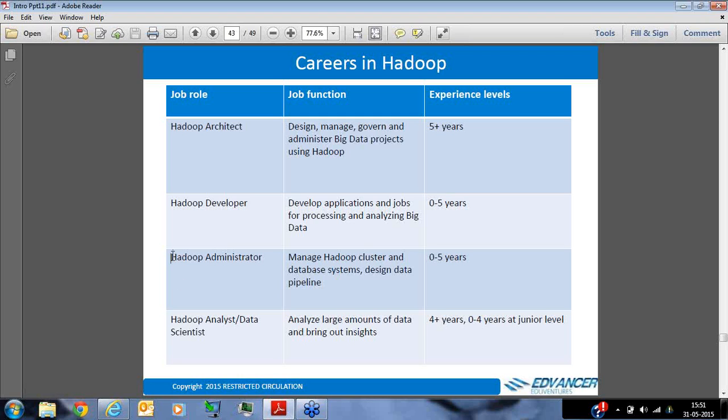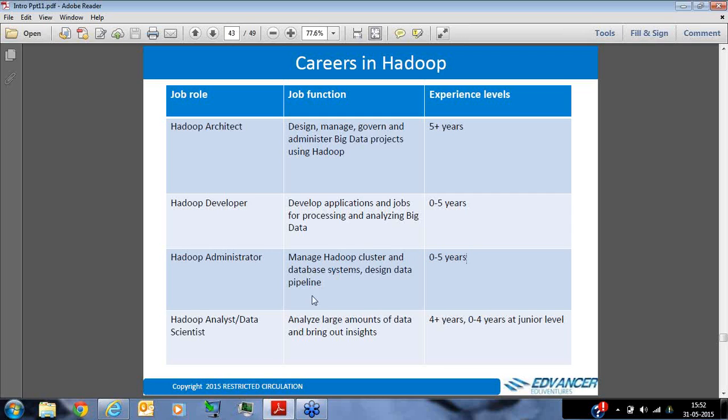Then there are Hadoop administrators who manage the Hadoop cluster, manage the database systems, and design the data pipelines. If you are in a data warehousing administrator or database administrator role, then you can look towards going into a Hadoop administrator role. And again, from fresher to 5-7 years of experience, you can easily become a Hadoop administrator or Hadoop developer.